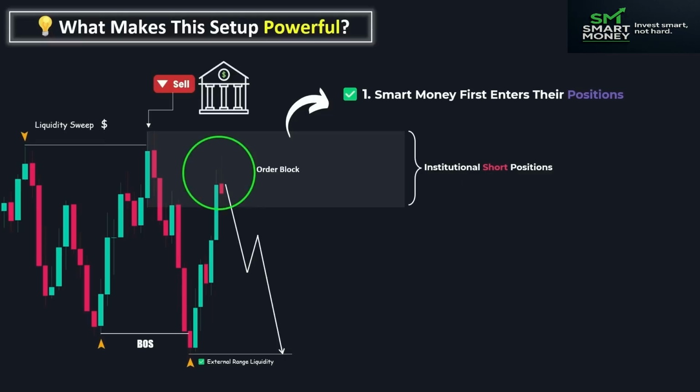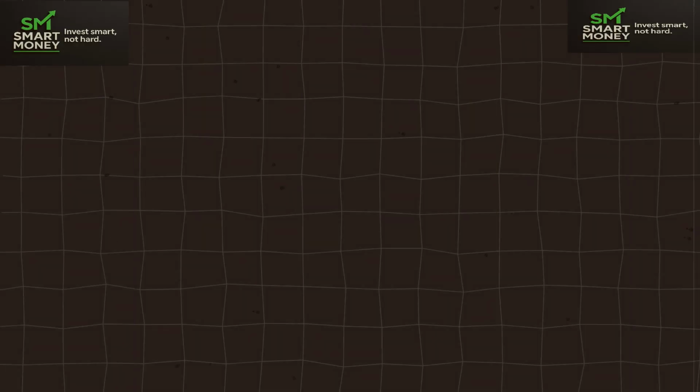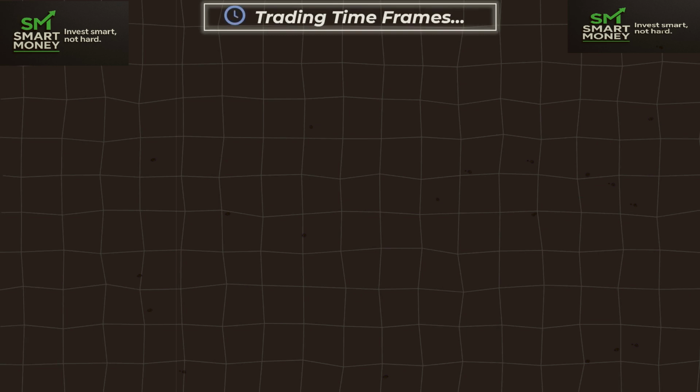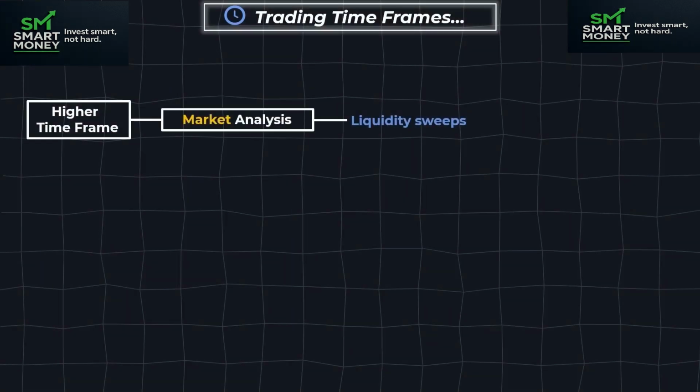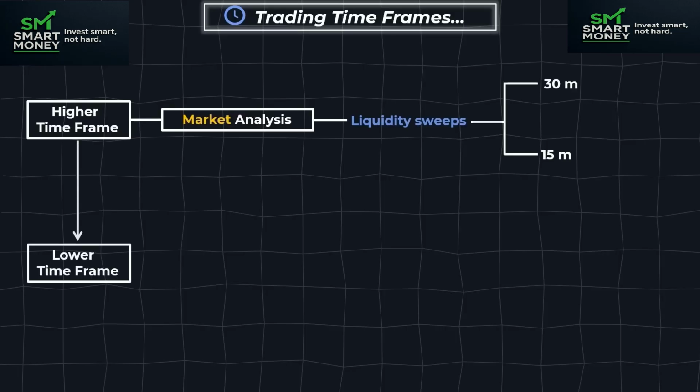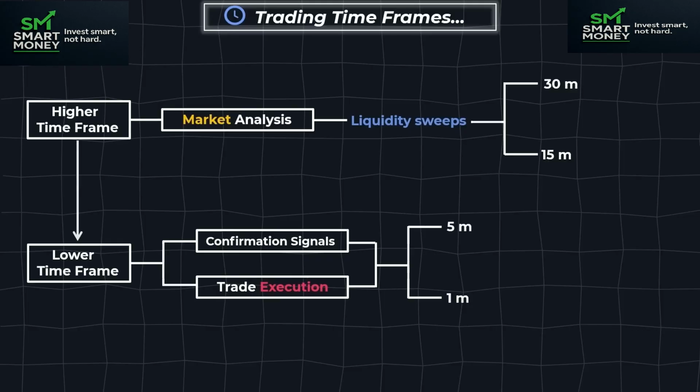So, when price comes back to these zones, institutions often step in again to defend their positions or initiate the remaining portion of their trades. That's exactly why we wait for the price to revisit these zones. To get the best results with this trading plan, you'll need to work across 2 different time frames. First, use a higher time frame to analyze overall market conditions and to spot liquidity sweeps along with the order blocks tied to them. The most effective higher time frames for this setup are the 30-minute and 15-minute charts. Then, once you've identified a potential setup, zoom into a lower time frame, like the 5-minute or even the 1-minute chart, to look for confirmation signals and precise entry points.